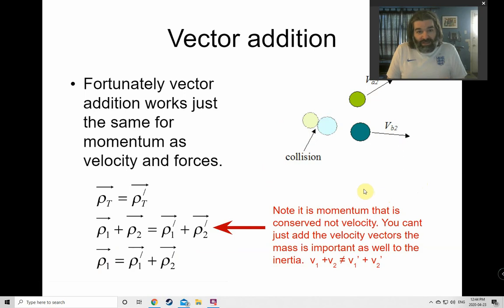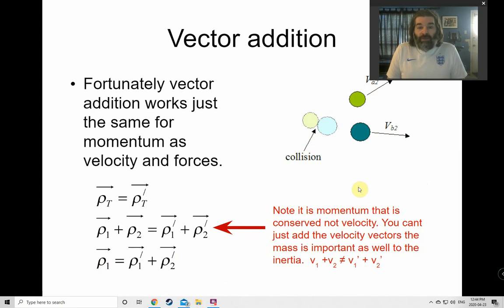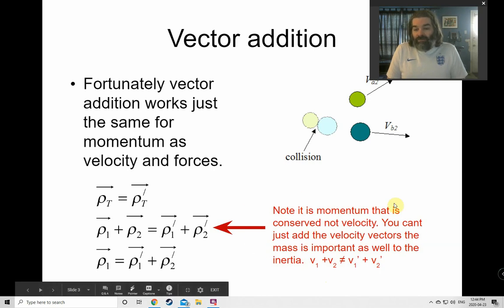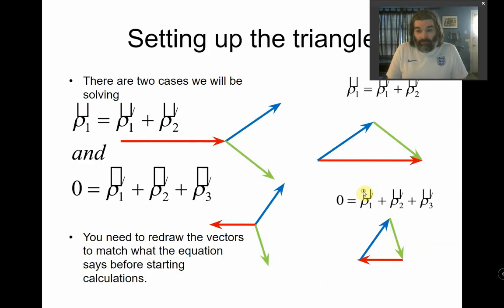However, one thing that's really important to consider, it is momentum that is conserved, not velocity. Velocity is not conserved because a heavier object can have more momentum even though they have less velocity. So you have to find the momentum before you create your diagram. You can't just do it with velocities. You have to do it with momentum. So step 1, find the momentums. You're adding the momentums in the vector, not the velocity vectors.